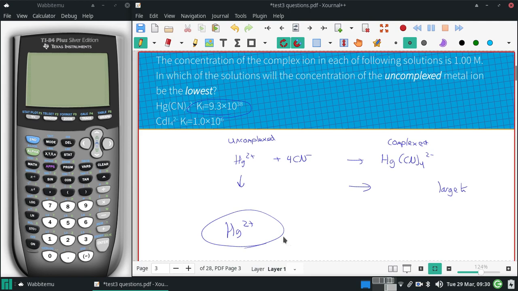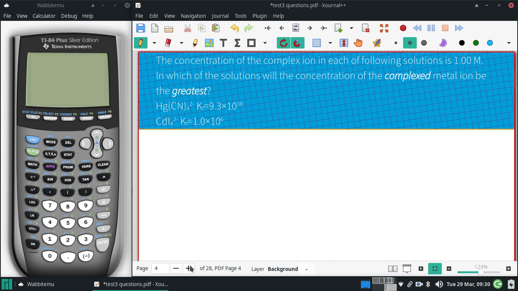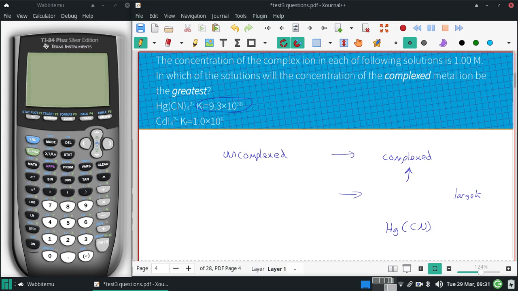Now, what we can also do is change the uncomplexed word to complexed. Now, general rule of thumb, I'm not going to write the equation this time, I just want you to remember that the uncomplexed metal is always the reactant, turns into a complexed metal as the product. And if I want this to be the greatest, I do want a reaction that likely goes forward, so we do want a large K. So this is the K that we're looking for, but since it's the complexed ion form, the answer is going to have the ions attached. So it is whatever is written on this thing.